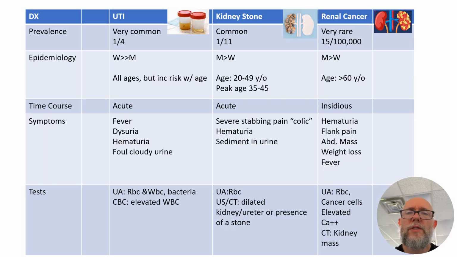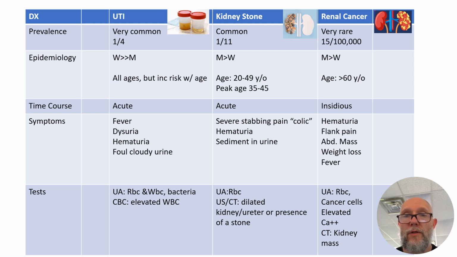So let's narrow that down just for simplicity's sake. Let's say that our differential is infection, so UTI, pyelo, could be kidney stone, could be renal cancer. Well, one of the first things that you should probably think about is how prevalent is this disease process. UTIs are very common. 1 in 4 people are going to have a UTI. Kidney stones are very common. 1 in about 11 people are fated to have a kidney stone at some point or other.